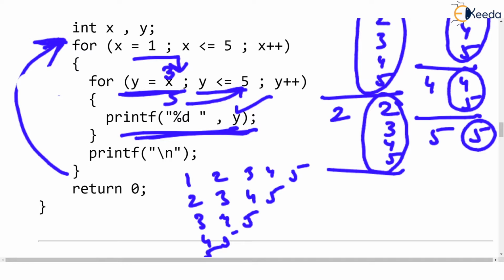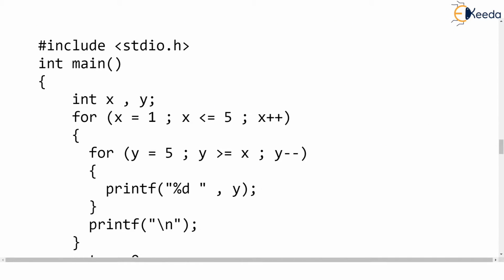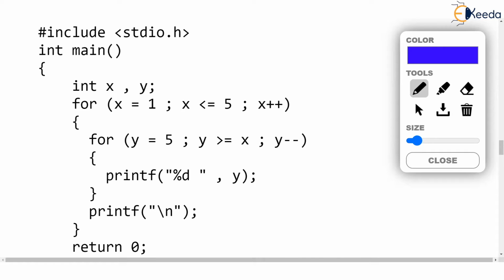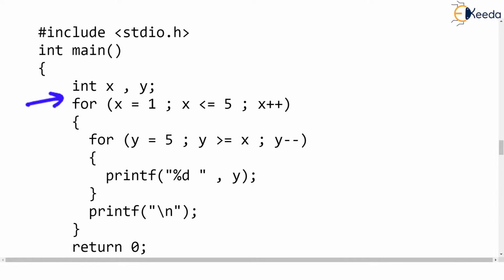Okay, let's see one more question. Now have a habit of reading the for loop. Okay, now here the for says that x will be 1, next time 2, next time 3, last time 5. And the inner for says that y will always begin with 5 and go up to x in decreasing order. You see, y minus minus is written.